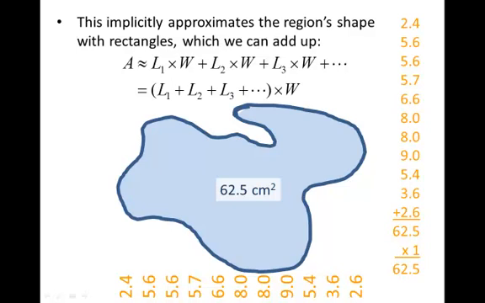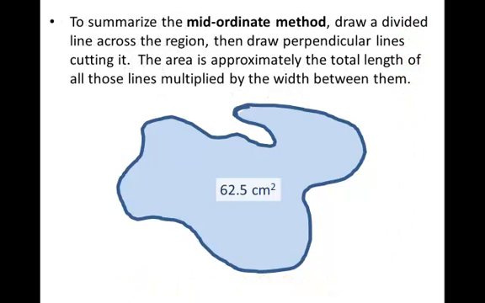So to summarize the technique, draw a line across the region. Then draw perpendicular lines cutting it of even width. Then the area of the shape is approximately the total length of all of the lines you drew going up, multiplied by the width between the lines.